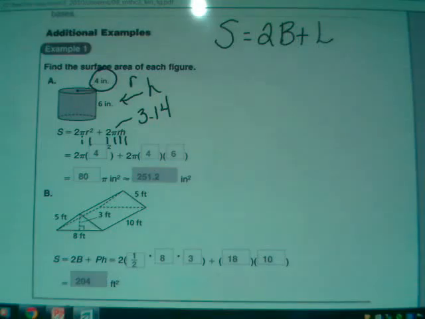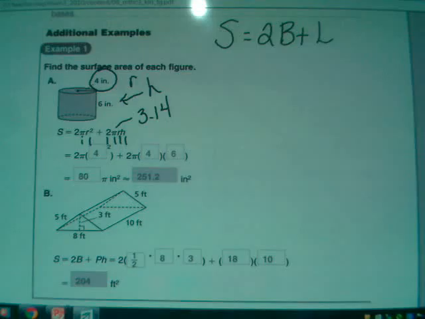All right, let's go ahead and go down and take a look at B there, our triangular prism. We know it's a triangular prism because it's got triangles as bases and the rectangles going all the way the rest of the way around here. So let's plug some numbers into our formula.